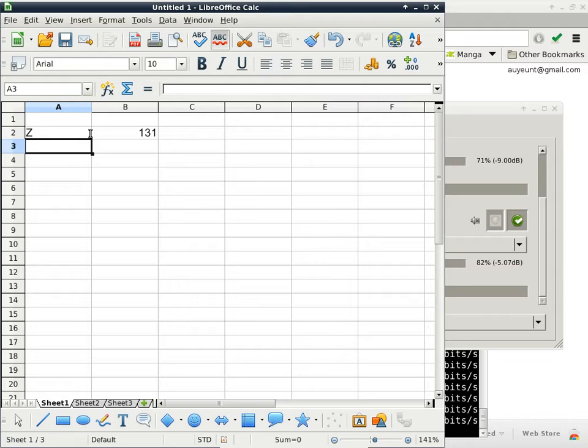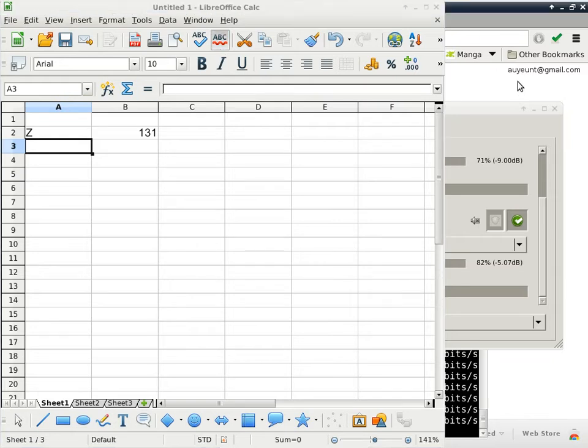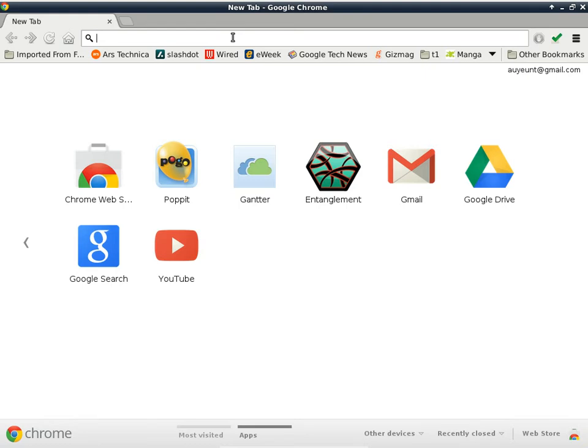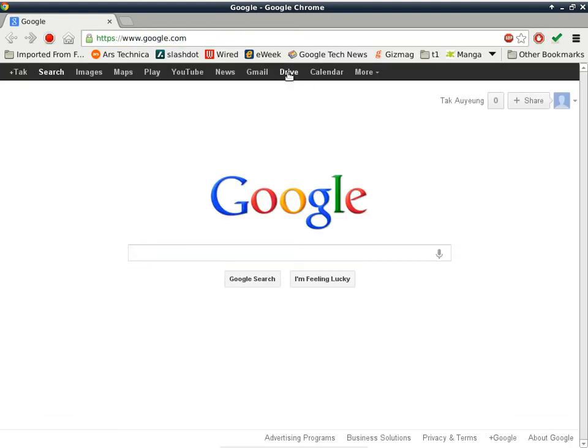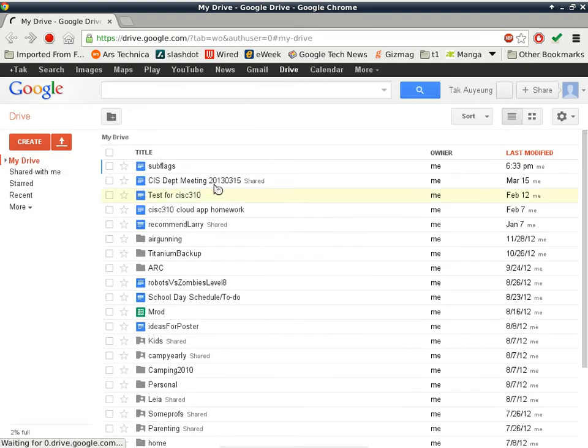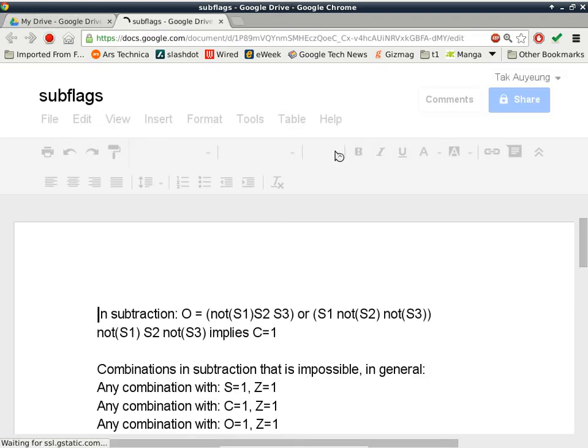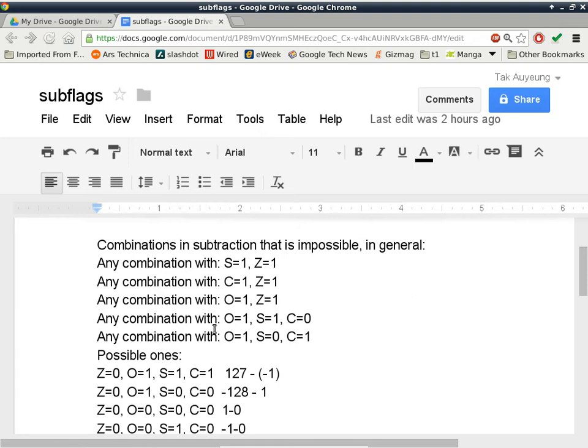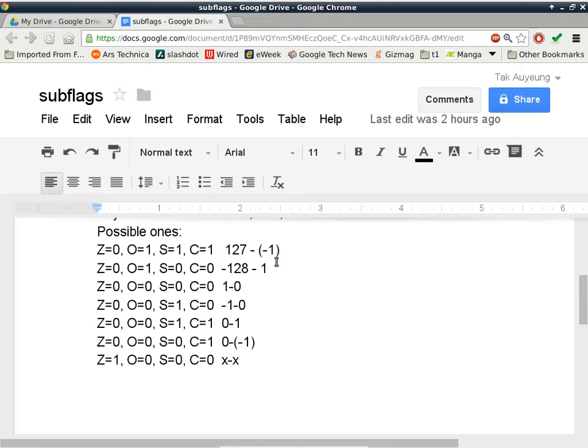There are other impossible combinations too. Let me look up my own document. Okay, this is the same document that I shared with you on the whiteboard. We just took care of all of these ones, because when z is 1, none of the other flags can be a 1. So now we just have to deal with all the possible ones. These are all the possible ones, but these examples obviously may or may not work in your case. So we'll go ahead and try, let's say, this one here.